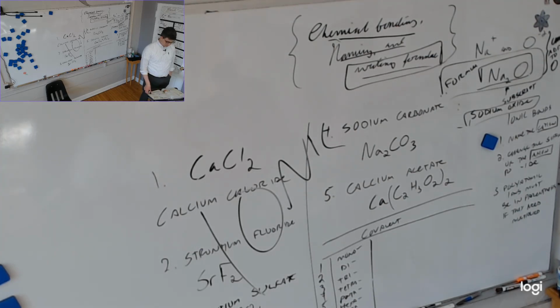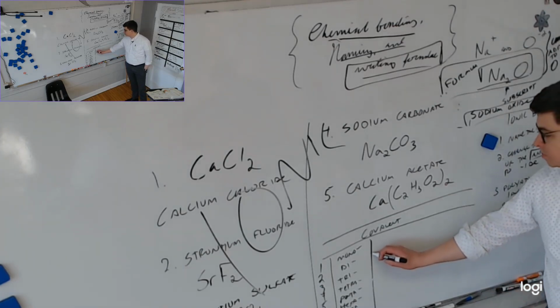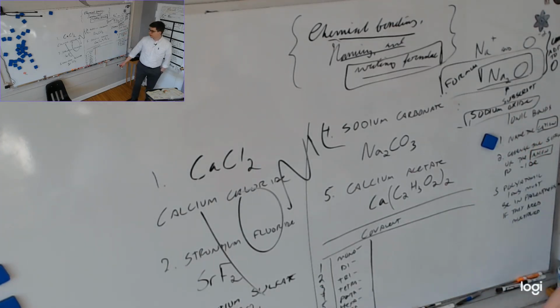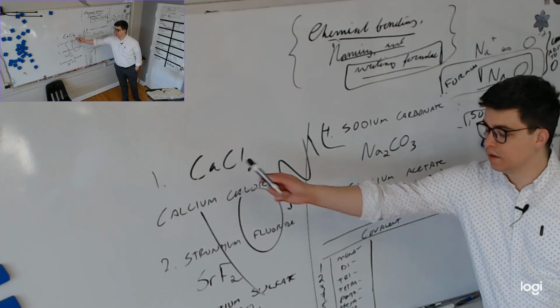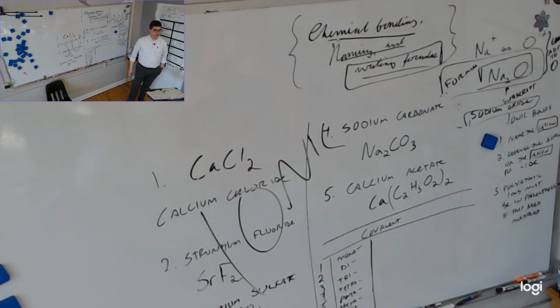I asked, what kind of atoms are bonded in a covalent bond? In ionic, it was a metal and a non-metal. But in covalent, it's not always gases, but it's always non-metals, always non-metals.